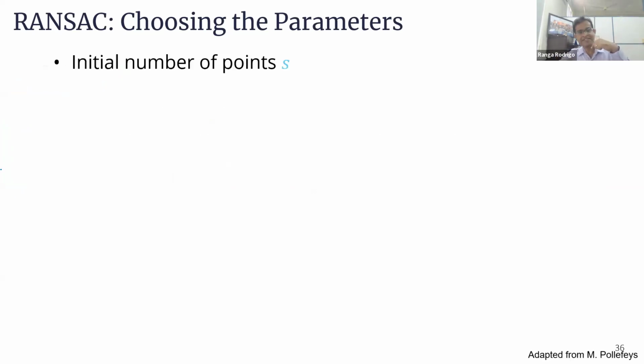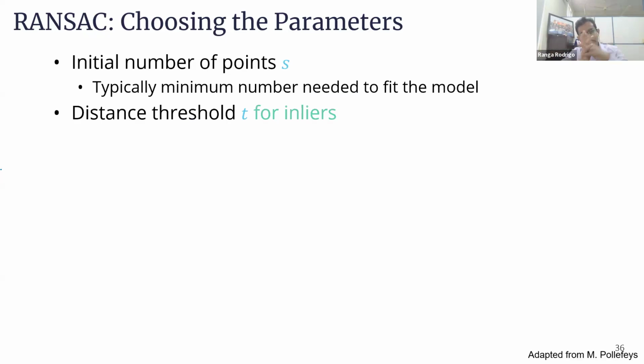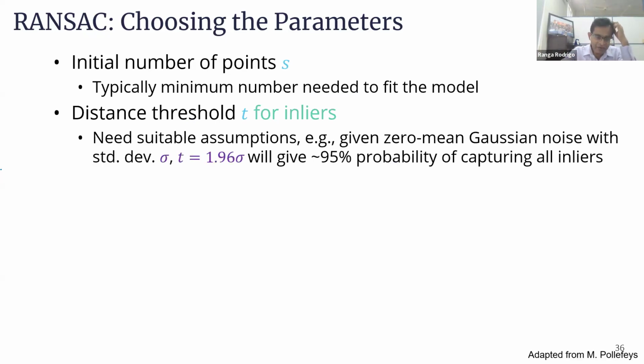So now choosing parameters is a thing. Initial number of points, typically the minimum number needed to fit a model. For a line, it's 2, for a circle, it's 3, and there are a little bit different structures where you need a certain number of points, and we know those things. Distance threshold t for an inlier. So what do you call an inlier? Points that are within the threshold of the hypothesized line, right? Distance threshold needs suitable assumptions.